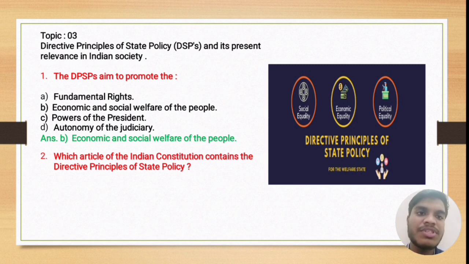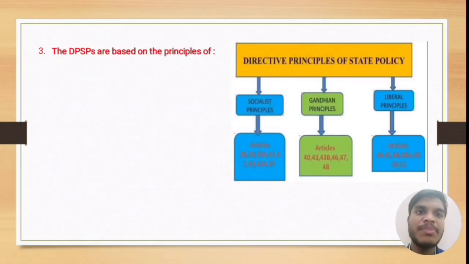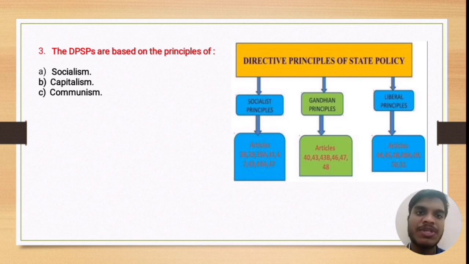Second one, which article of the Indian Constitution contains the directive principles of state policy? Option A, Article 14, option B, Article 19, option C, Article 21, option D, Article 36. And the answer is option D, Article 36. Next, the DPSPs are based on the principles of option A, socialism, option B, capitalism, option C, communism, option D, individualism, and the answer is option A, socialism.